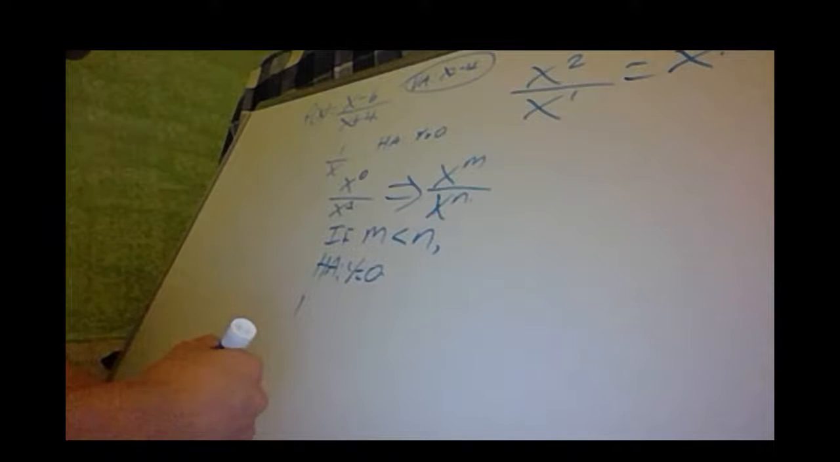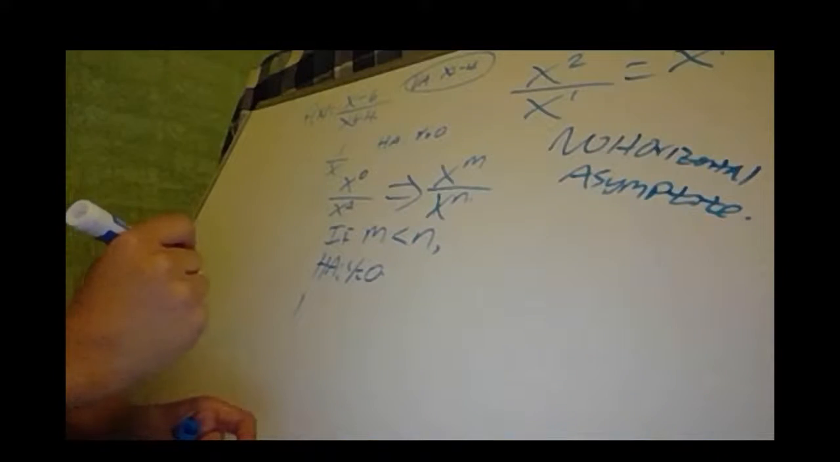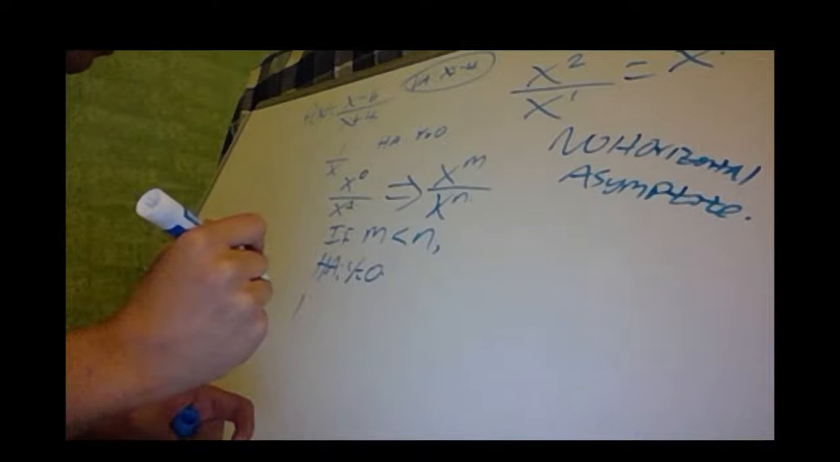if I have something like this, there is no horizontal asymptote, right? So the horizontal asymptote would be neither or none, right? Because if the degree of the numerator is bigger than the degree of the denominator, that's going to give us x, right? So that wouldn't be a horizontal asymptote, that would be a slant asymptote.